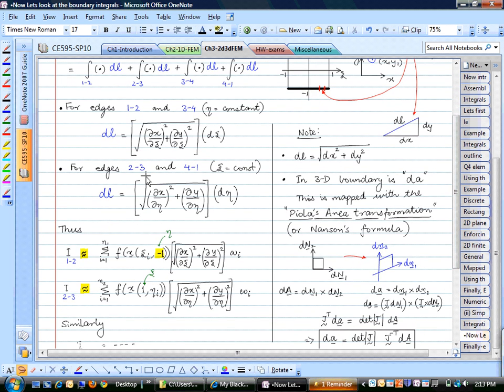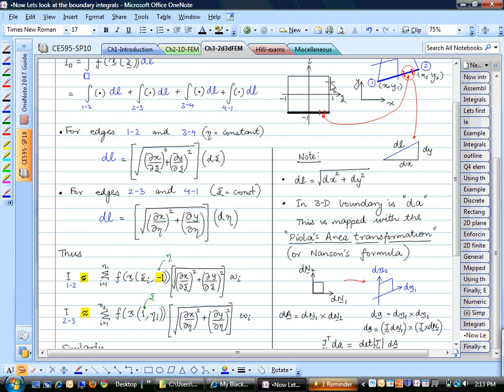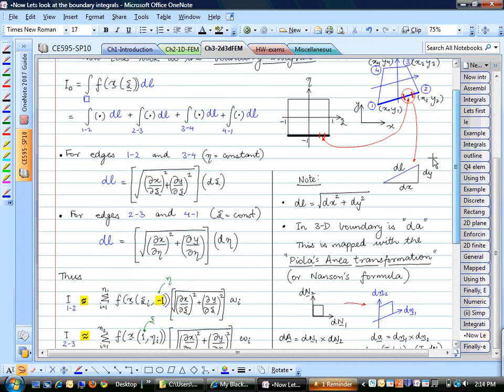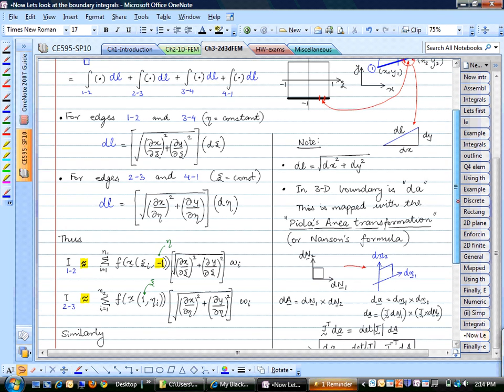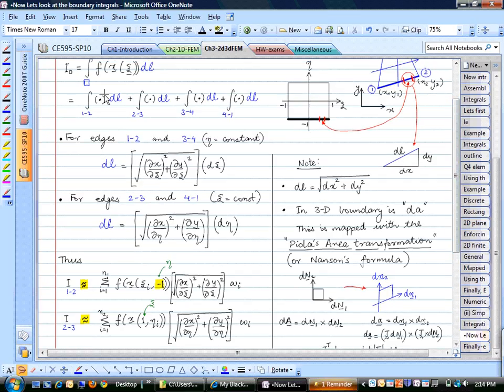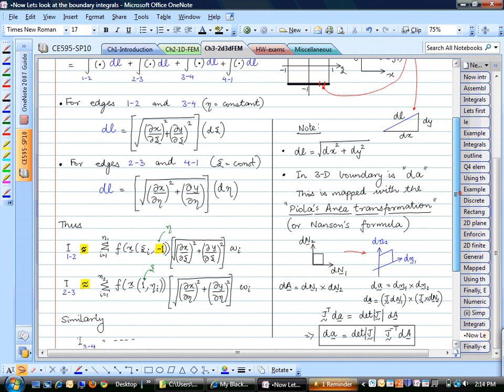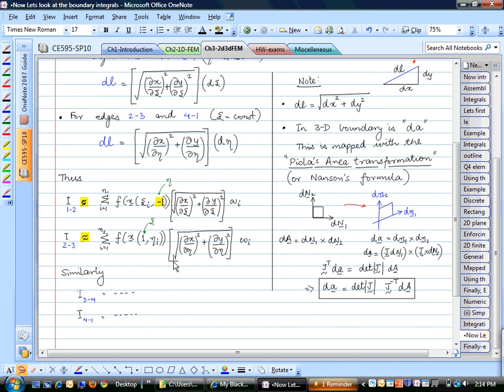So finally, for the edge 2 to 3, same thing happens. This is edge 2 that goes from 2 to 3, and in this case, ξ is constant, but eta varies from -1 to +1. So once again, using your one-dimensional formulas, you can express these integrals. So whatever integral you have in terms of dl, you can transform that integral by using this relationship. Now you know what dl is. It is this quantity times dξ, or this quantity times dη. Plug that in here and use your one-dimensional formulas, and you will have the integrals over your edge.